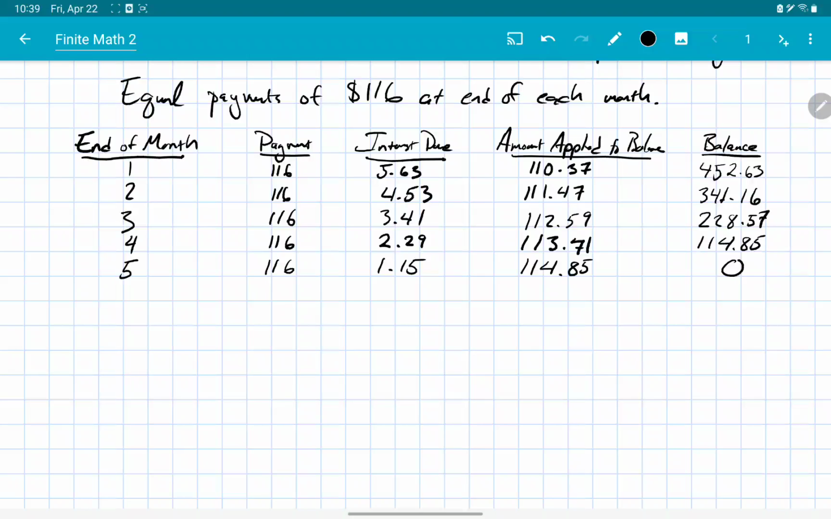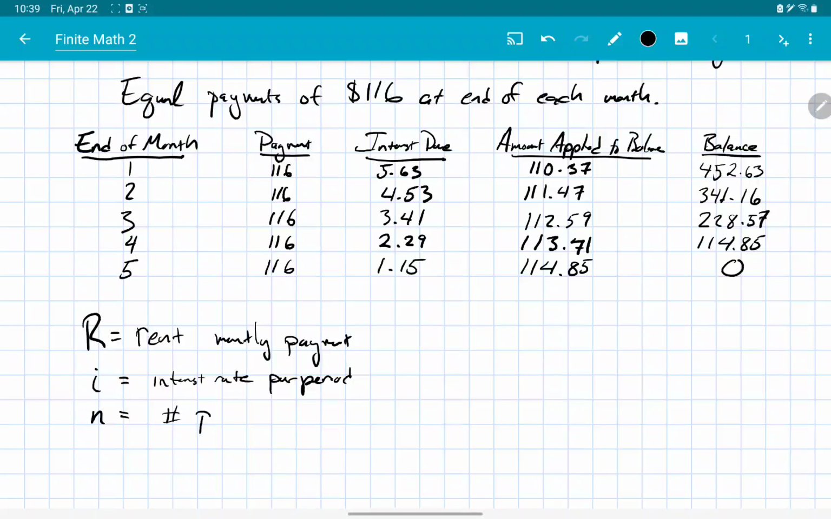Okay, so there's a formula to calculate the rent, or what we usually would say is the monthly payment. If you want to find the rent, you take the interest rate per period, the number of payments, and P, the principal of the loan.